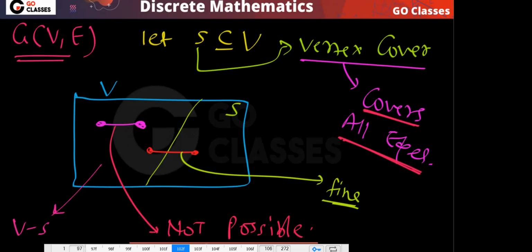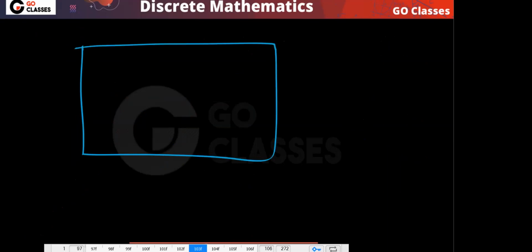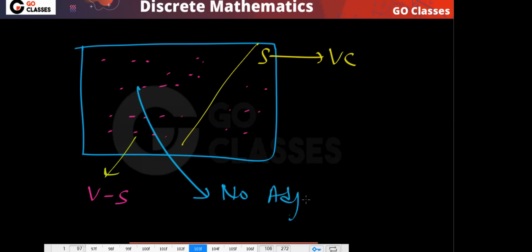Very simple point. Finally, if there is no edge here, then this is your vertex cover. Then what can I say about this area, V minus S? These vertices, are they adjacent or not? They are non-adjacent, right? They are non-adjacent because they don't have an edge. They cannot have an edge.